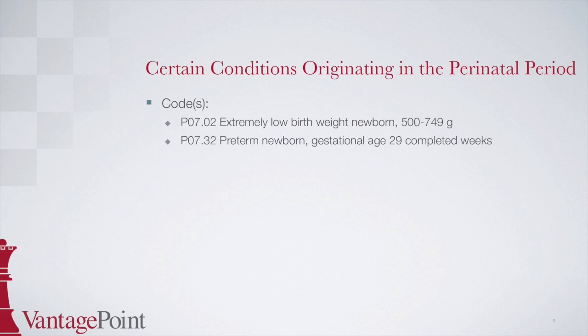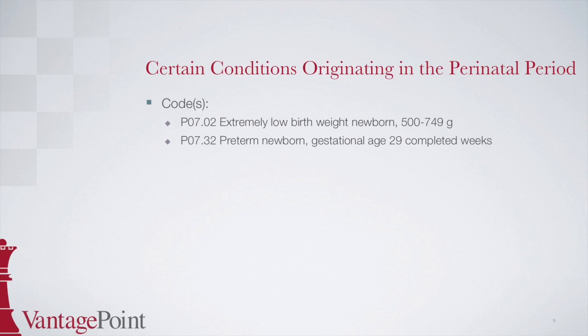The first code is P07.02, extremely low birth weight newborn, 500 to 749 grams. Remember that the guidelines state that when both weight and gestational age are documented, weight should be sequenced first. To locate this code, start at the term low in the alphabetic index. From there, you would go to birth weight, then extreme, then 500 to 749 grams, which points to P07.02, which you would then confirm in the tabular.